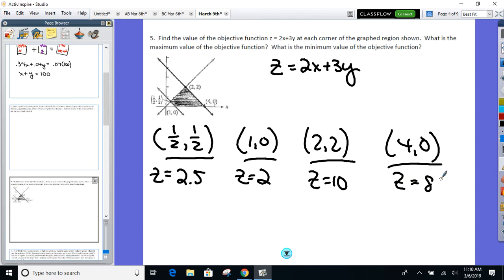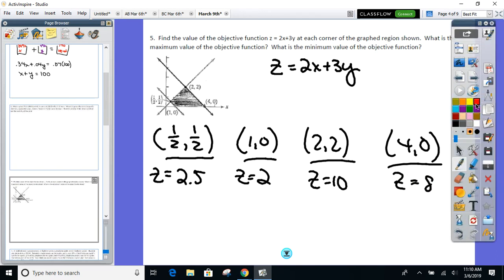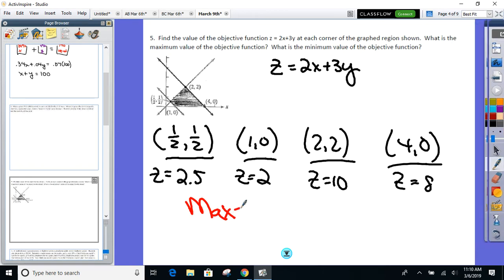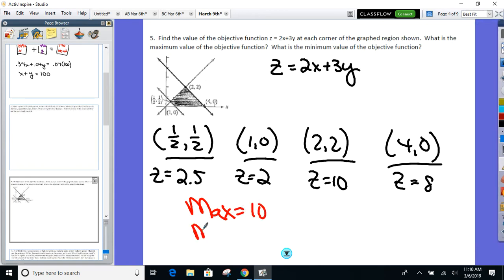What am I only asking for here? Max and min. Find the maximum, find the minimum. I don't care what the x and the y's are here. Here you go. What's my max value? 10. Minimum? 2. That's all I'm looking for here, guys. Don't go nuts and say when x equals and y equals. That's not where I am here.